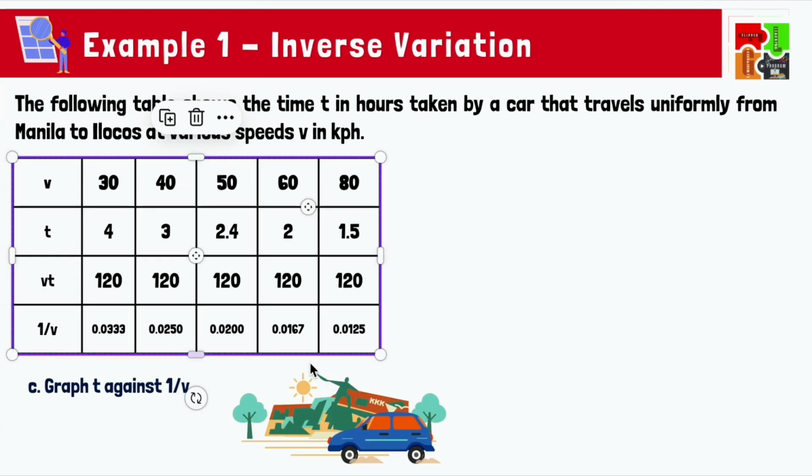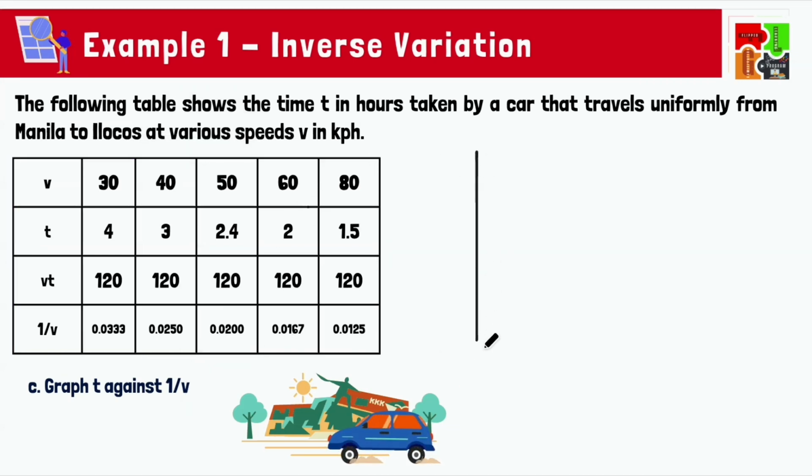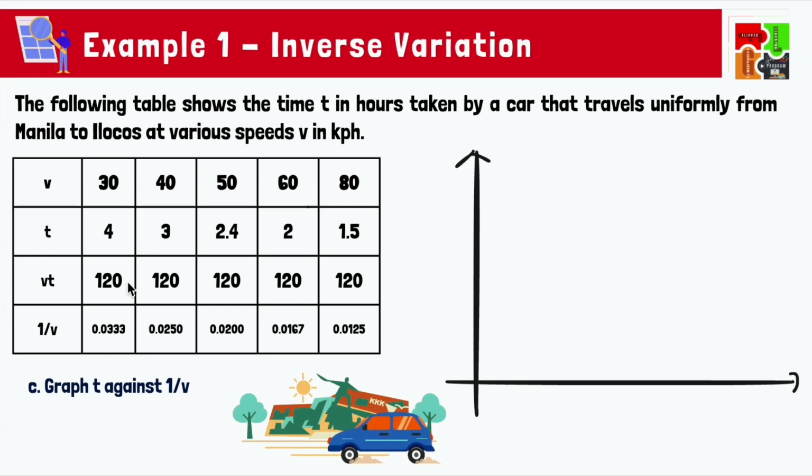And paste it here. Okay, ito na yung nakuha natin kanina. Yung dahilan kung bakit ganun yung graph natin. Bakit kinuha natin tong 1 over V para makita natin na linear din ito, inversely variated. So, here we have the time. Dito mo ilalagay yung time. Also, dito sa baba yung mga 1 over V natin.